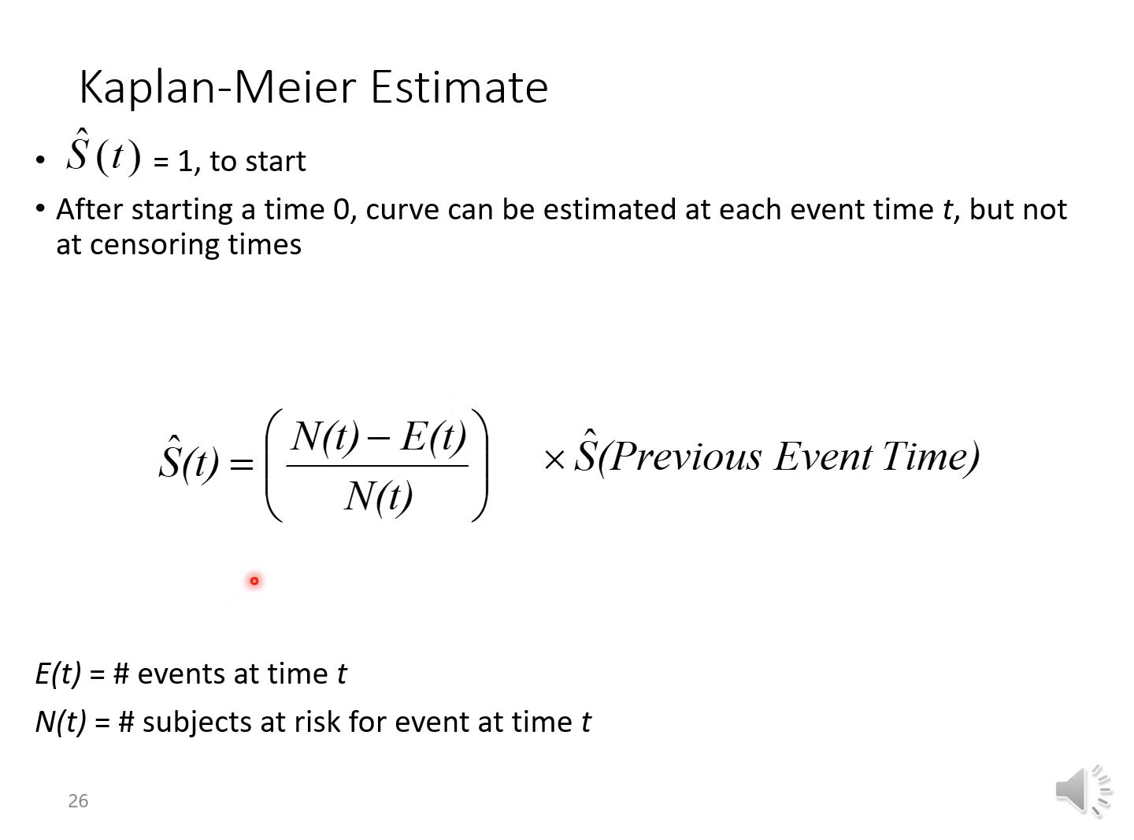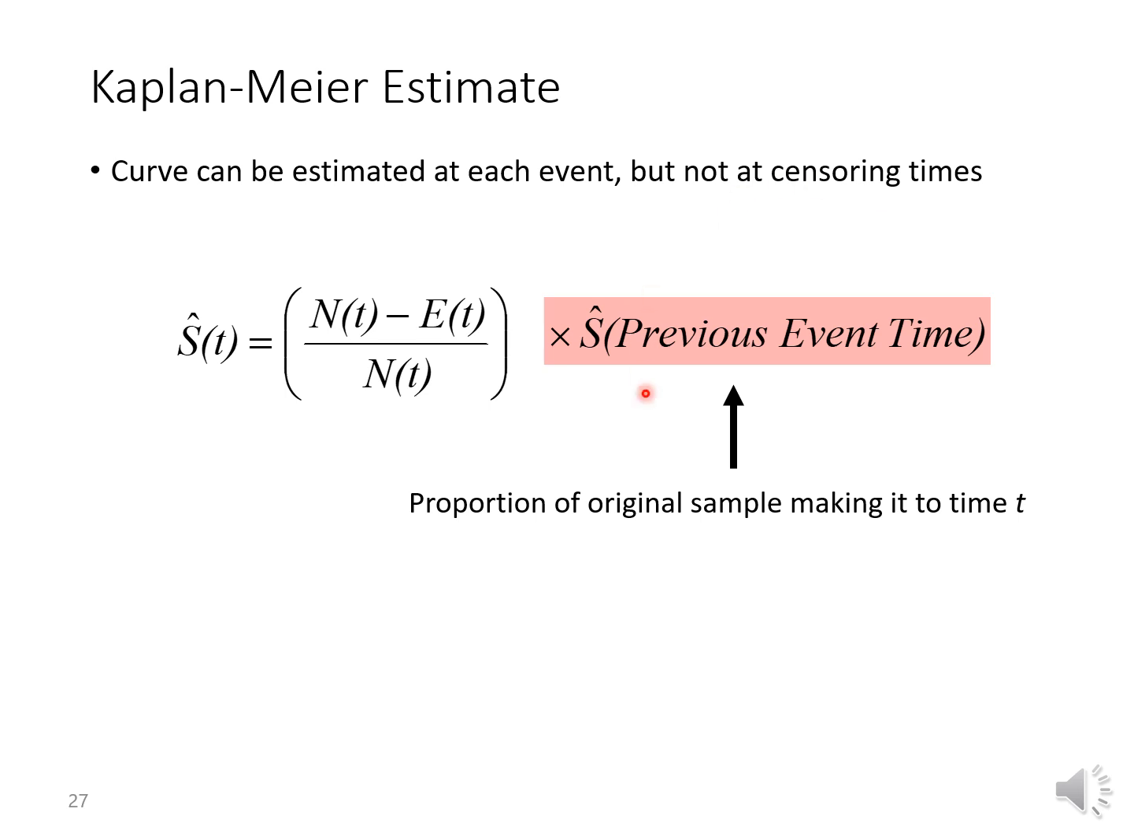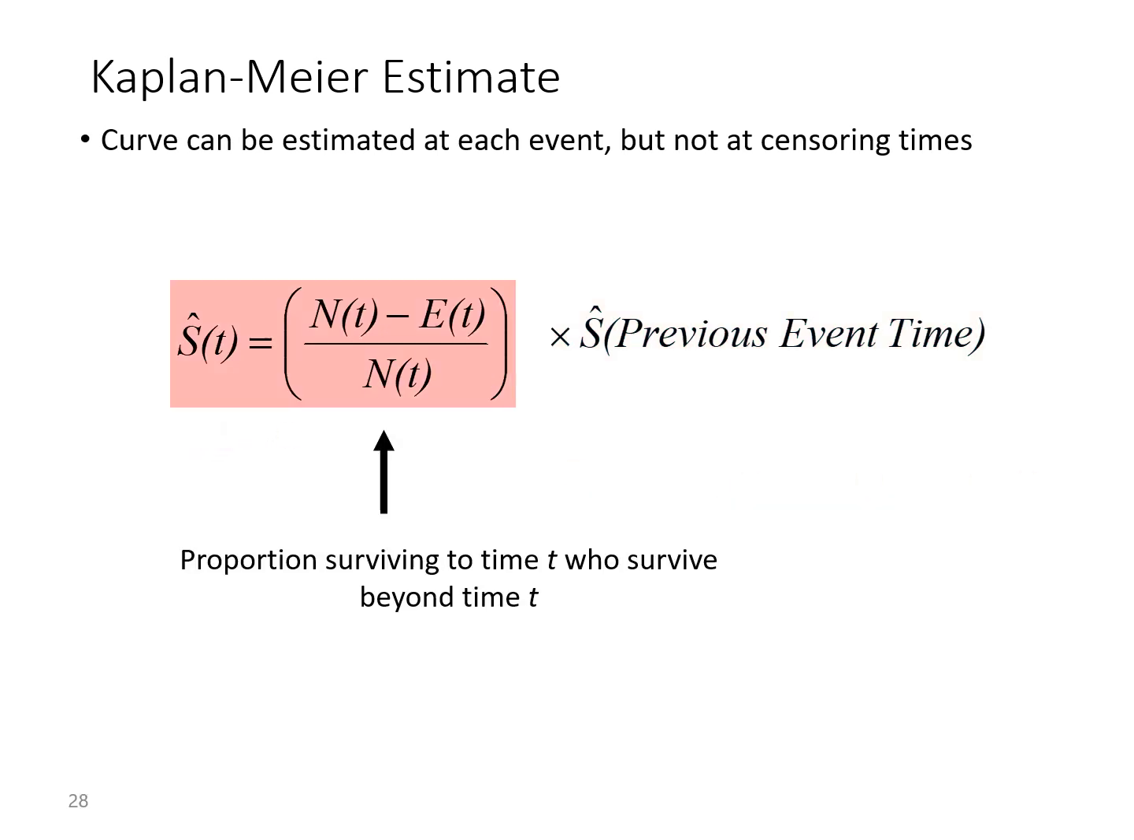And so at each event time, we update the number of individuals who are at risk and the number of events. The survival would be the number at risk minus the number of events, over the number at risk. We multiply this probability by the previous probability to get a cumulative probability distribution. So this is the proportion of the original sample making it to time t. Therefore S(t) is making it to time t and above, so this is t and beyond.